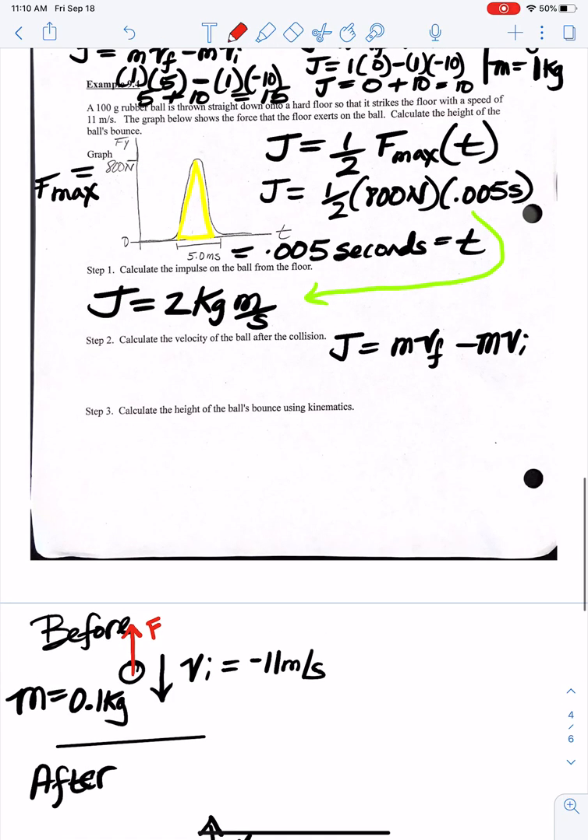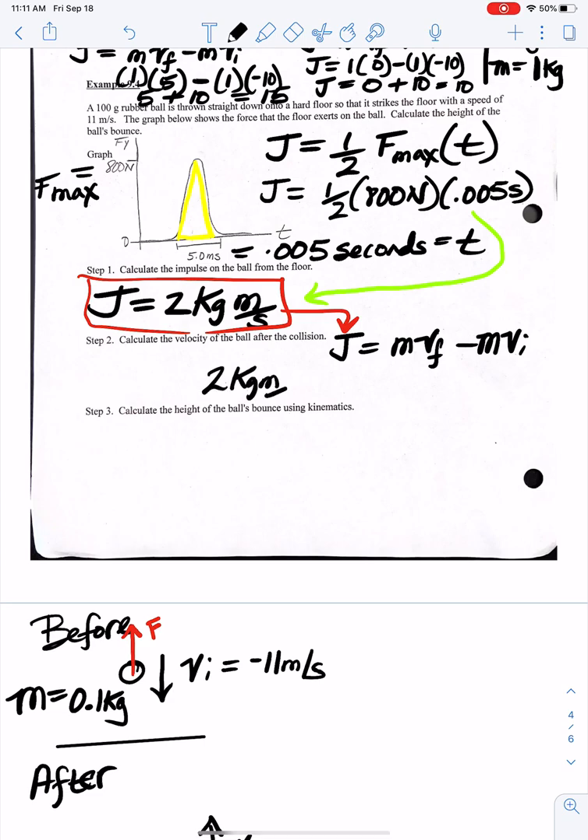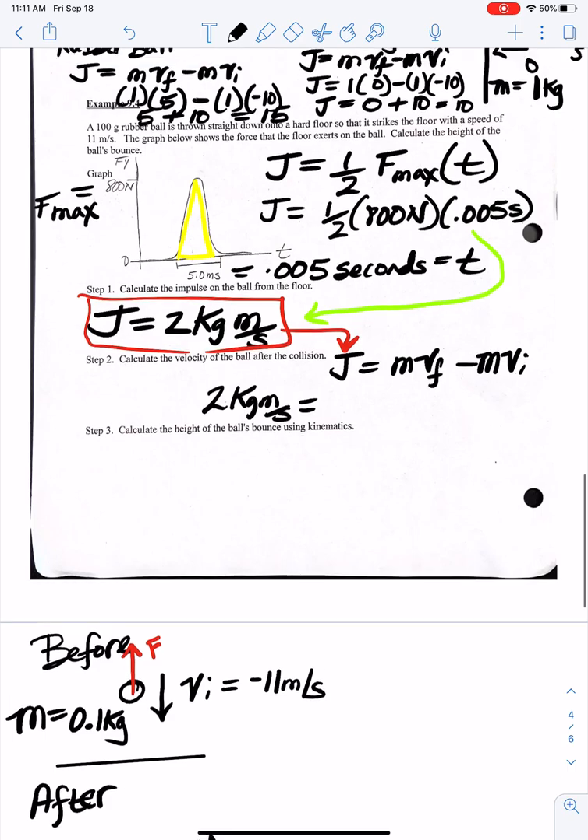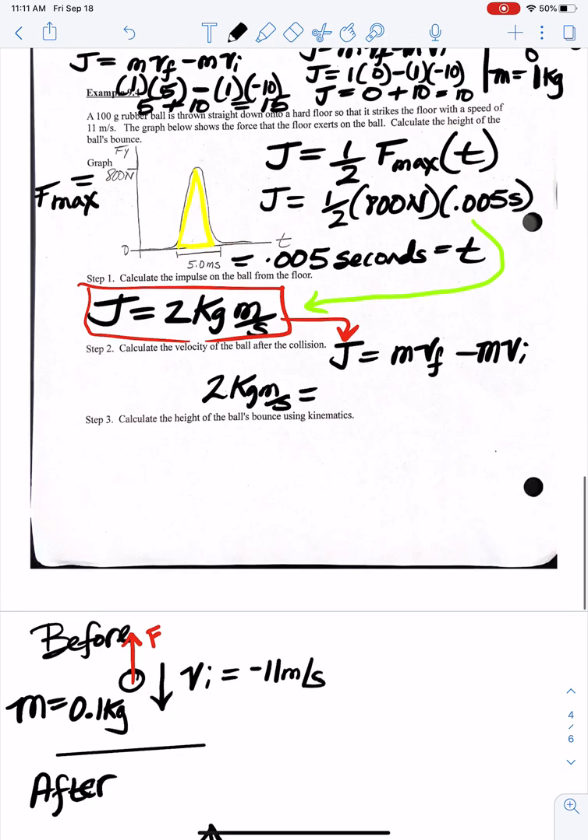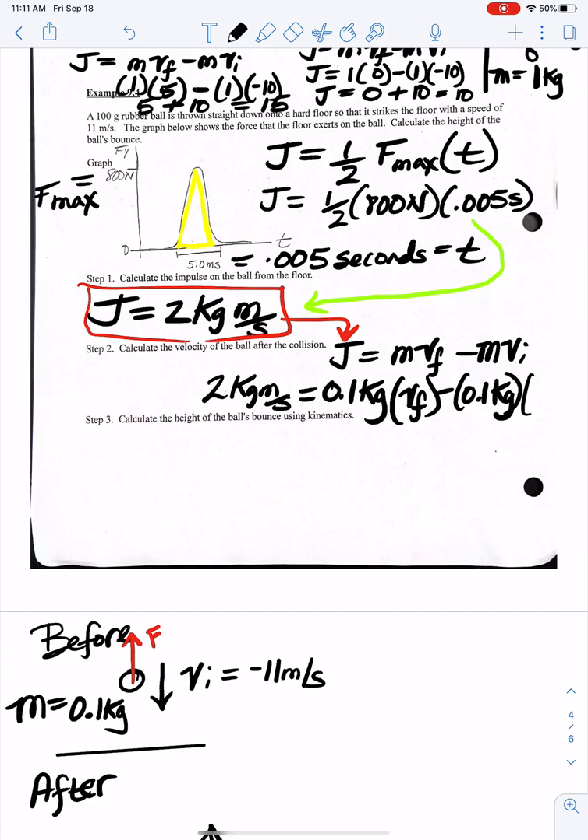let's come back up here and plug this number right into here now. And so we can go ahead and say 2 kg meters per second is equal to our mass, what's our mass? I already forgot. Oh, 0.1 kilograms, times our VF, which we don't know, minus our mass again, 0.1 kilograms, times our initial velocity, which is that -11.